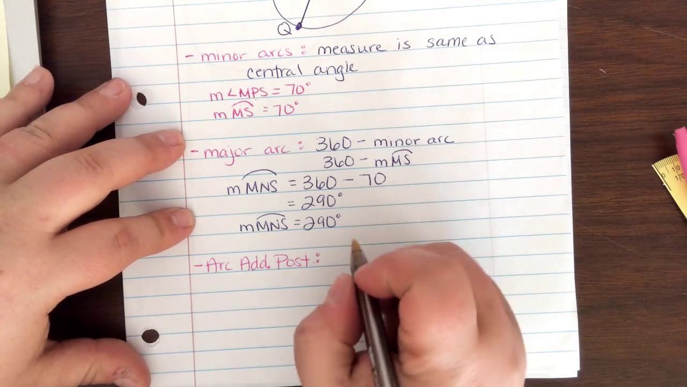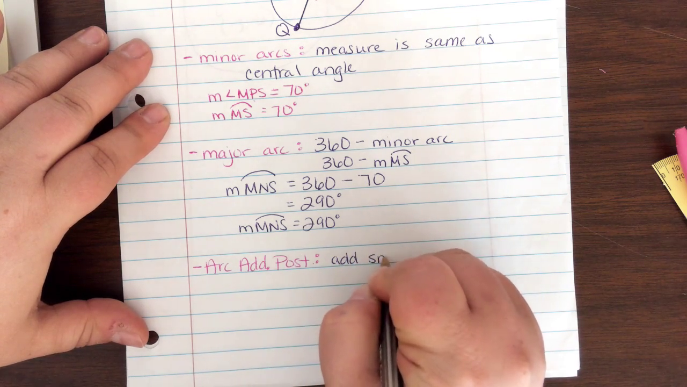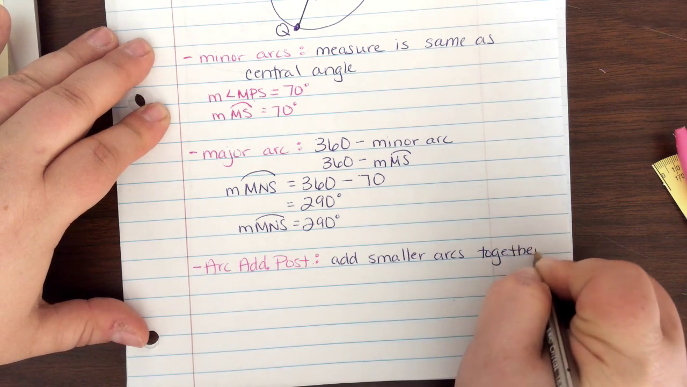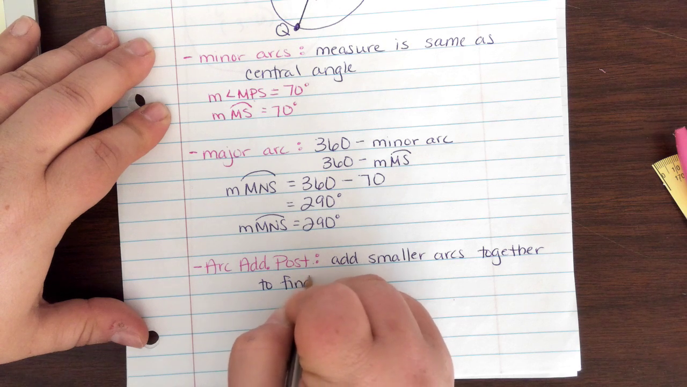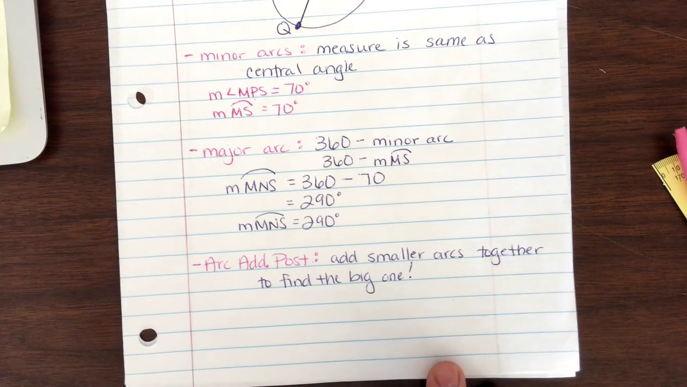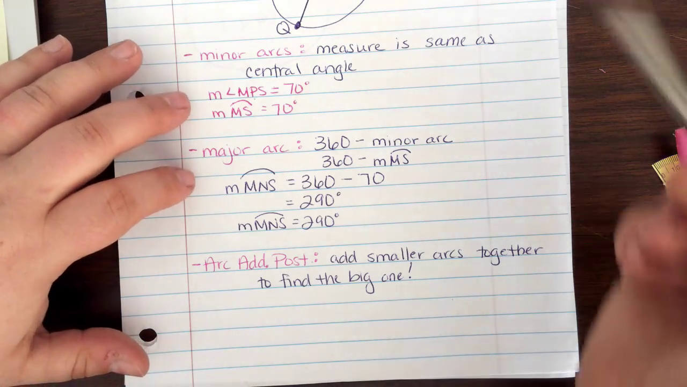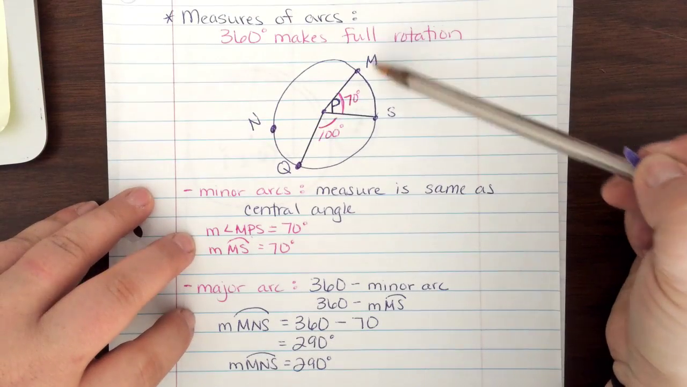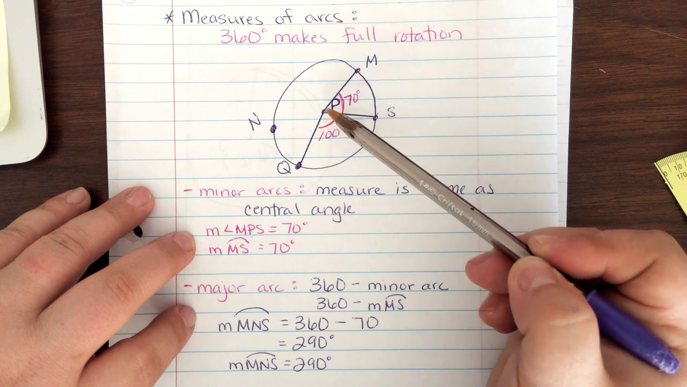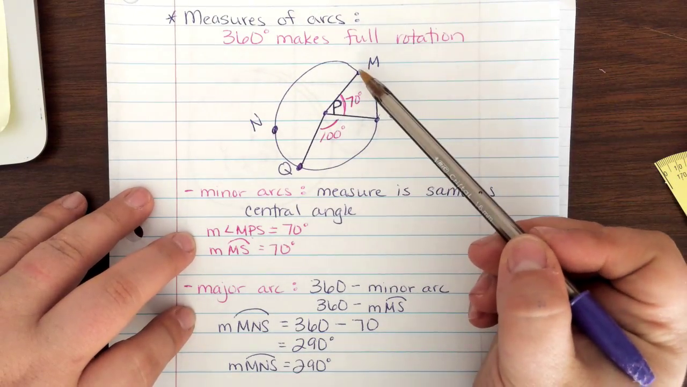Okay, you ready? This is what it says. I'm breaking it down. Add smaller arcs together to find the big one. Ding! So for my circle up at the top, I would add together the measure of angle MPS plus the measure of angle SPQ, and that will give me the measure of angle MPQ.